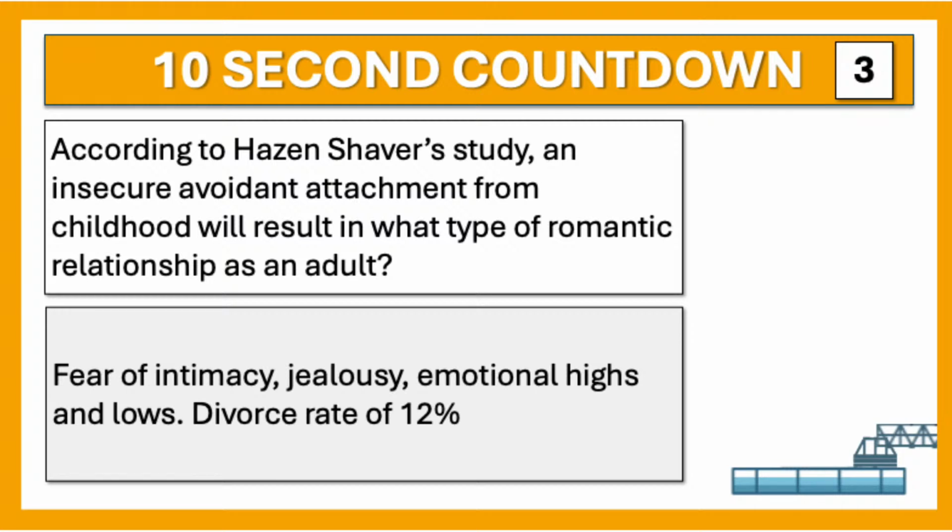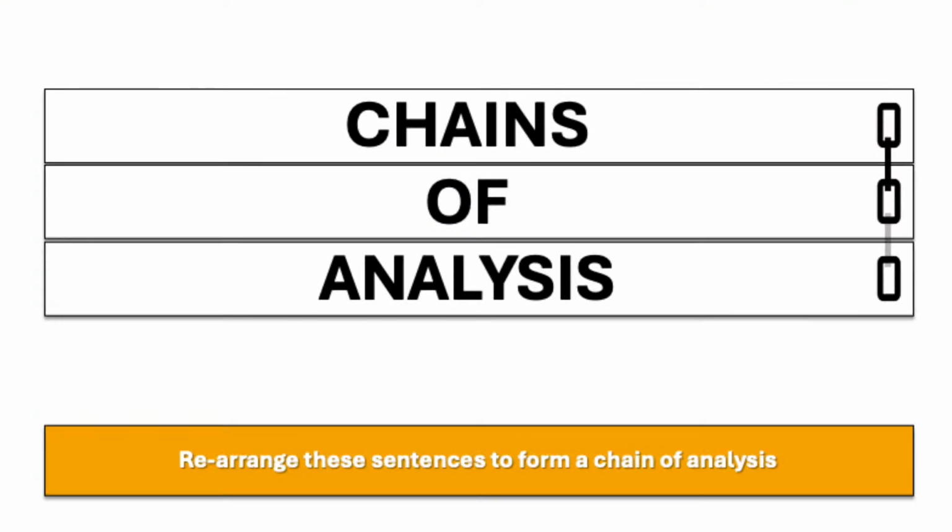Okay, stick with us for this last activity. We've just got one more to go with Laura, which is chains of analysis. Excellent, well done. So we've got these scrambled sentences which are going to be on the screen next, and it's your job to rearrange them to form a chain of analysis that is coherent and makes sense.